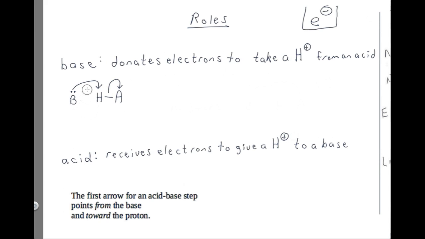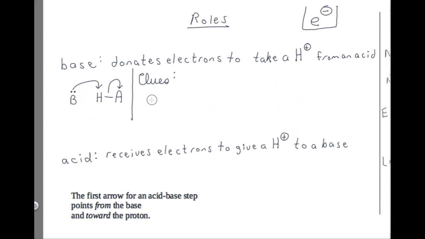Well, now that we've learned how to draw the electron-pushing arrows for an acid-base step, the next step is we have to learn the clues that tell us when an atom will play the role of an acid and when an atom will play the role of a base. What do you think would be some good clues that an atom could play the role of base?